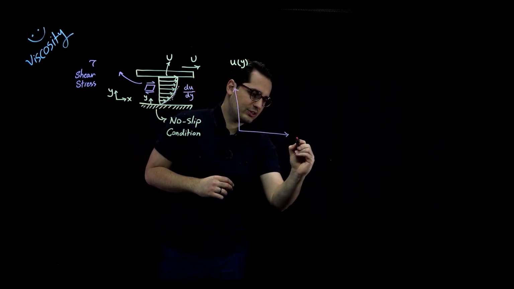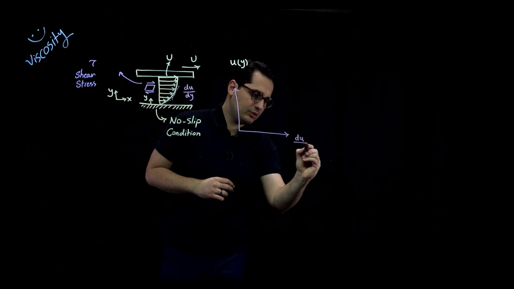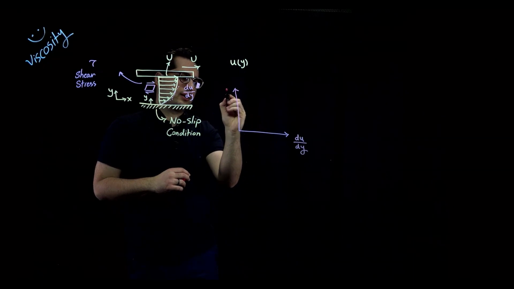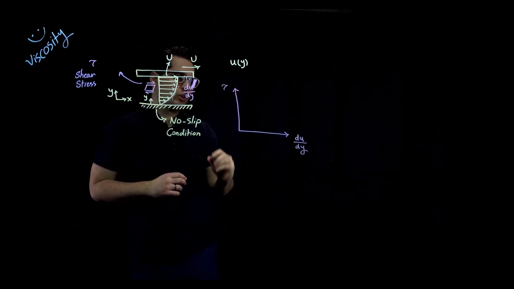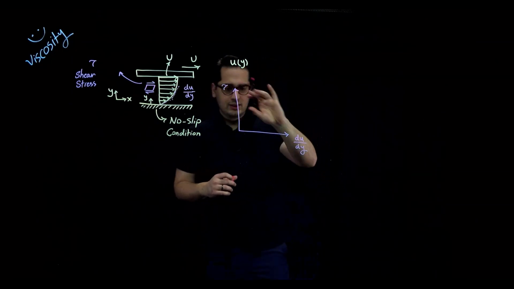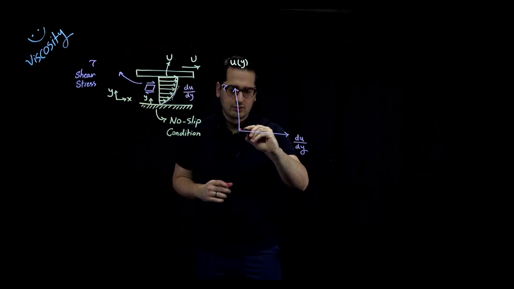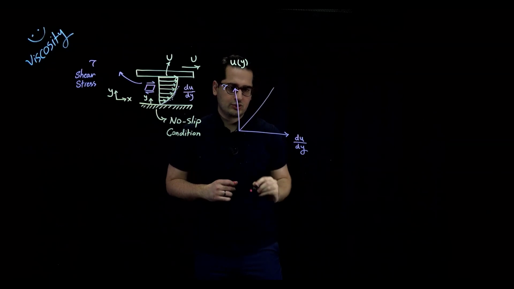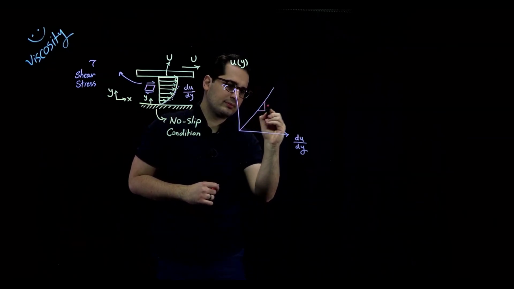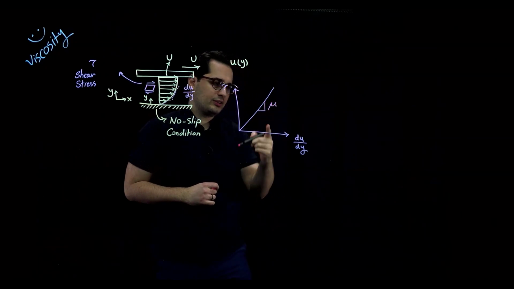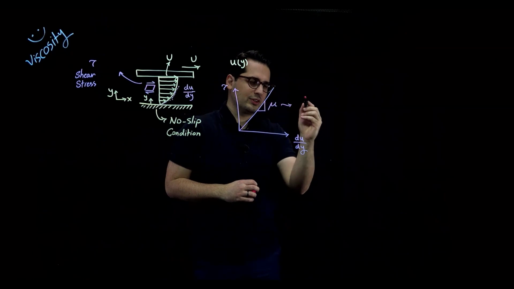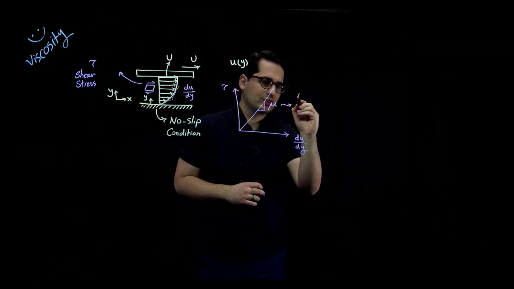My x-axis would be velocity gradient, du over dy, and my y-axis is tau, or shear stress. For most fluids, this relationship is linear, like this. And the slope of this line is the Greek letter mu, and this mu is called viscosity or dynamic viscosity.